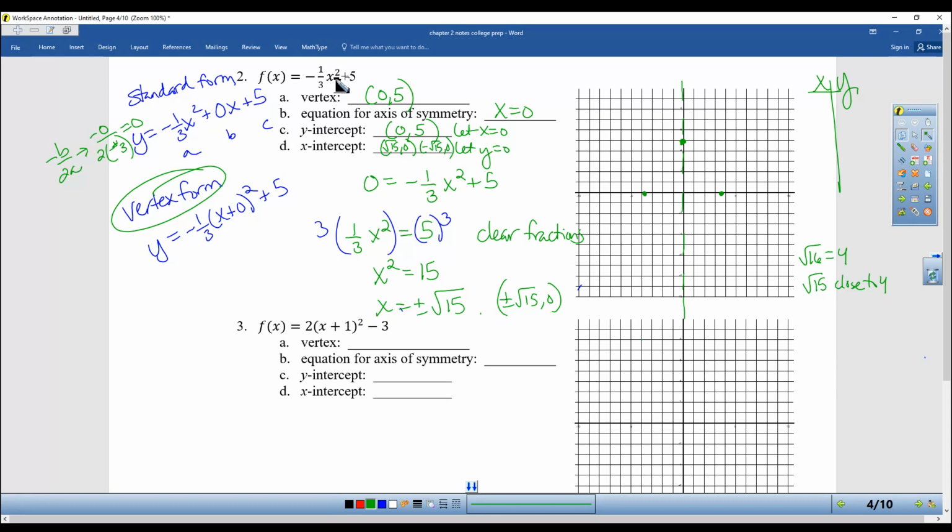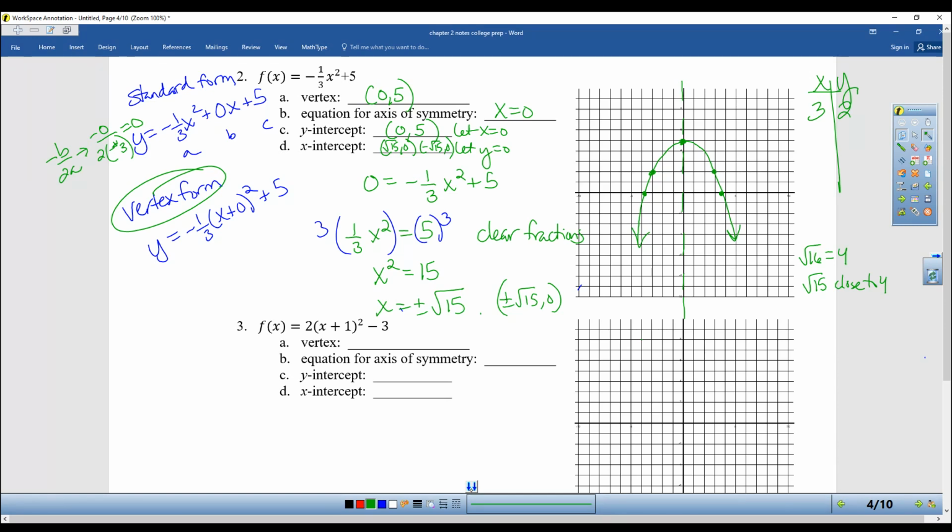Obviously, we already did 0. 1's not good, 2's not good, but 3 is awesome. 3 squared is 9. 9 divided by 3 is 3. It's negative, so negative 3 plus 5 is 2. 1, 2, 3, and 2. And it has symmetry, so you don't even have to plug in another point. By doing one point, you get 2.